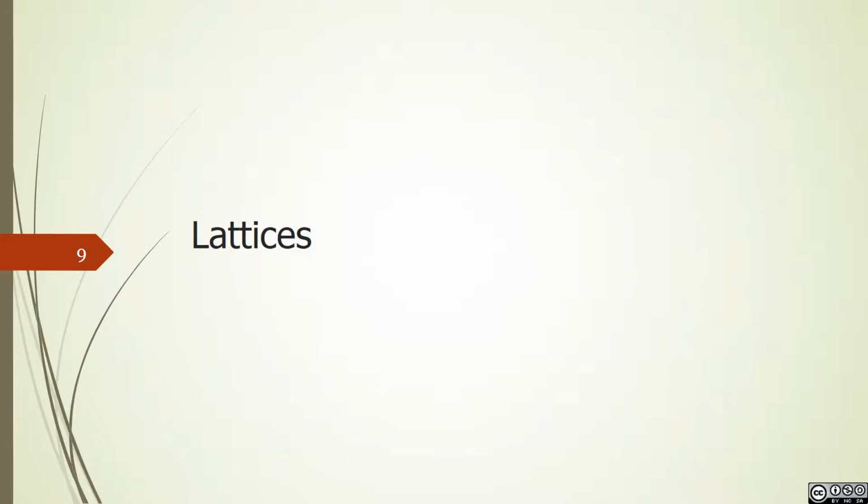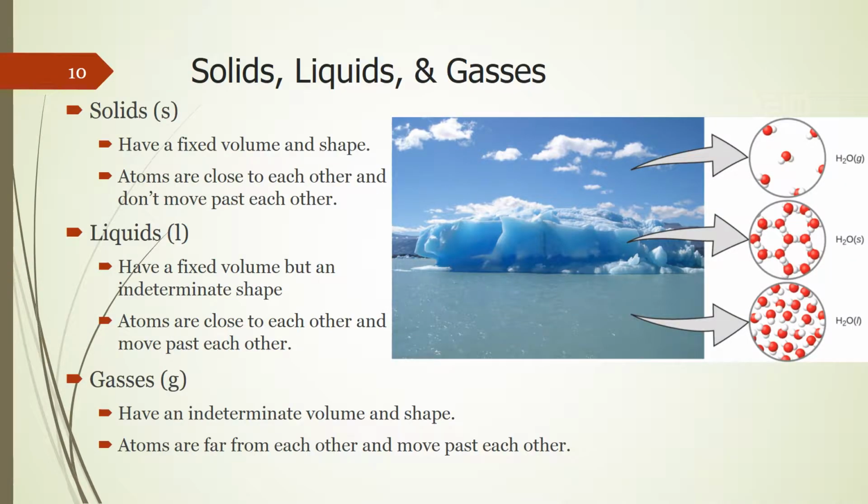We're looking at lattices. Lattices are going to be an interlocking pattern of atoms, and we're usually talking about solids when we're talking about lattices. But of course, before we talk about lattices, let's talk about what solids are, and of course, liquids and gases.